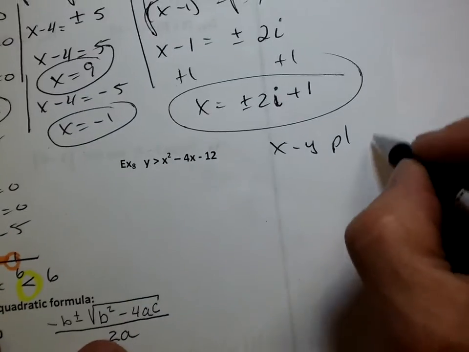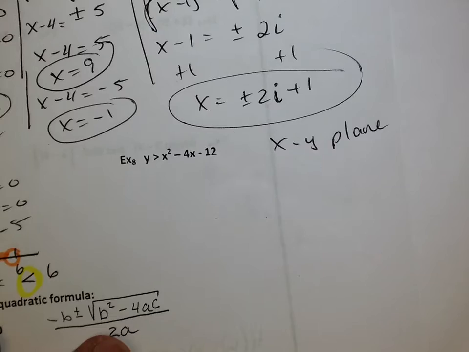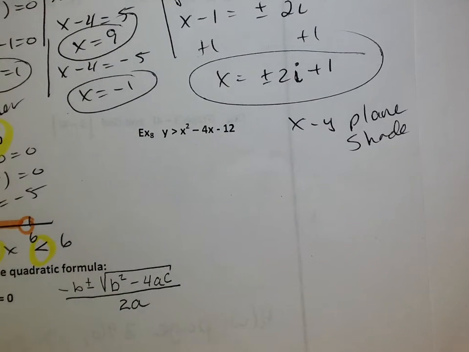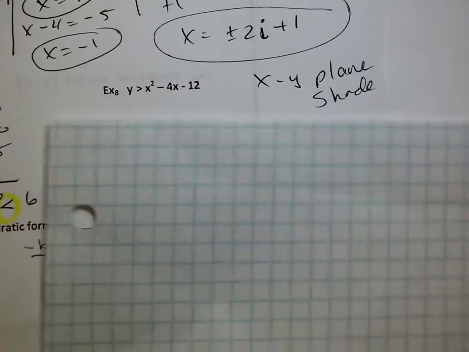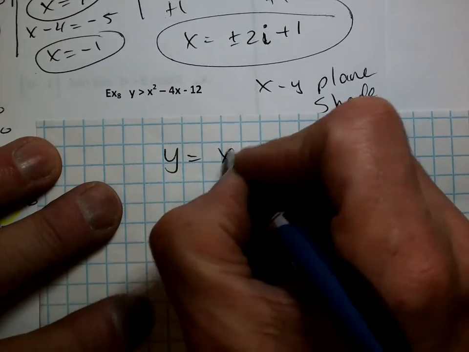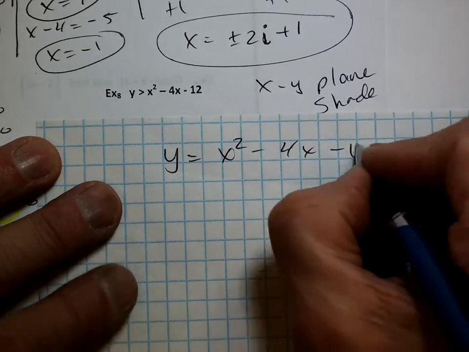Now, number 8, we're going to have to graph on the xy plane, and we're also going to shade it, okay? So I'm going to grab some graph paper. Here we go. I'm going to do this one on graph paper. So first of all, let me just change it to y equals x squared minus 4x minus 12, right?